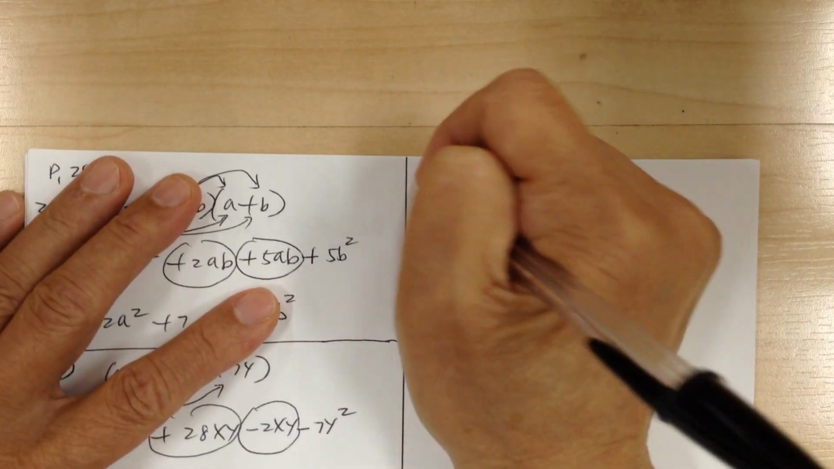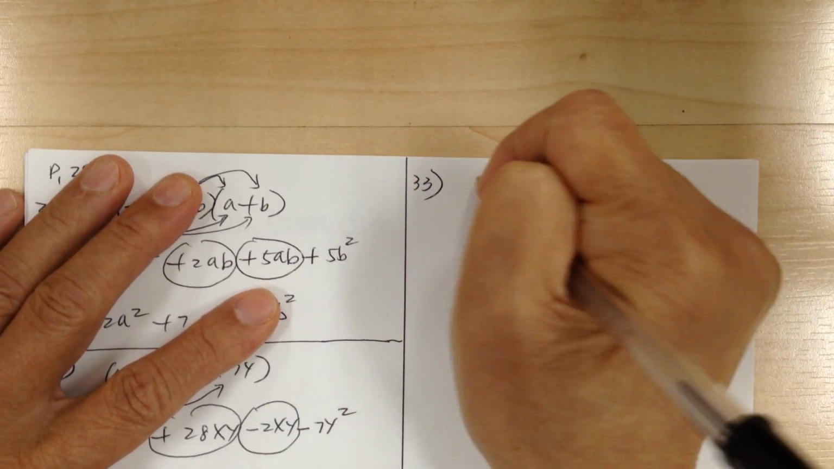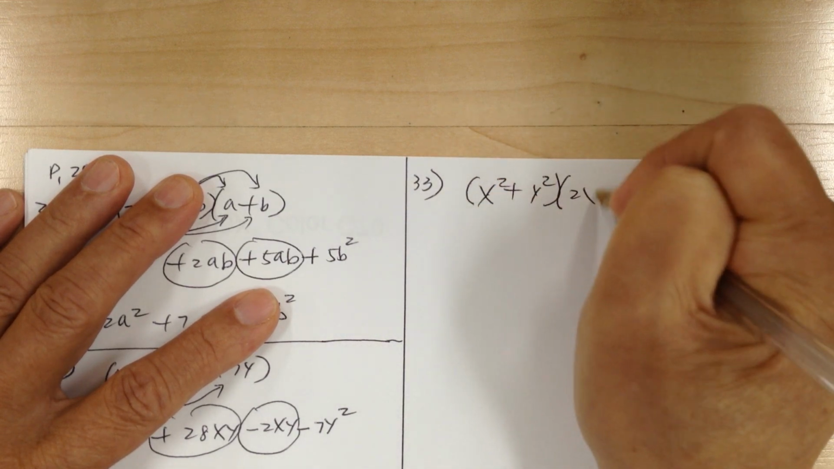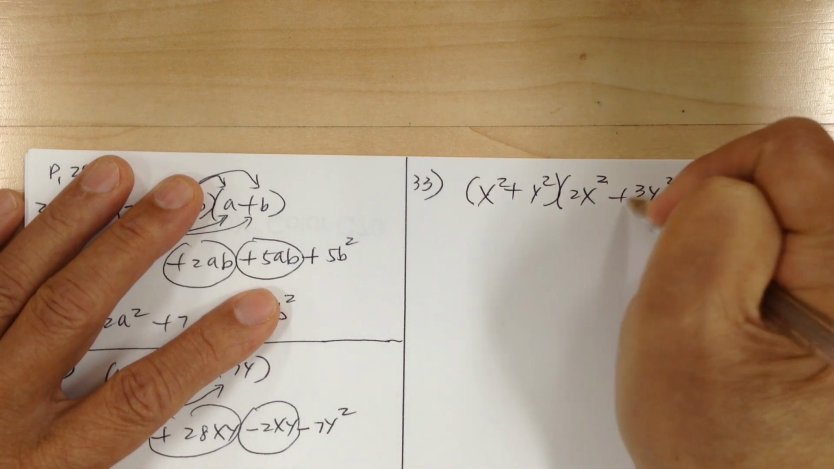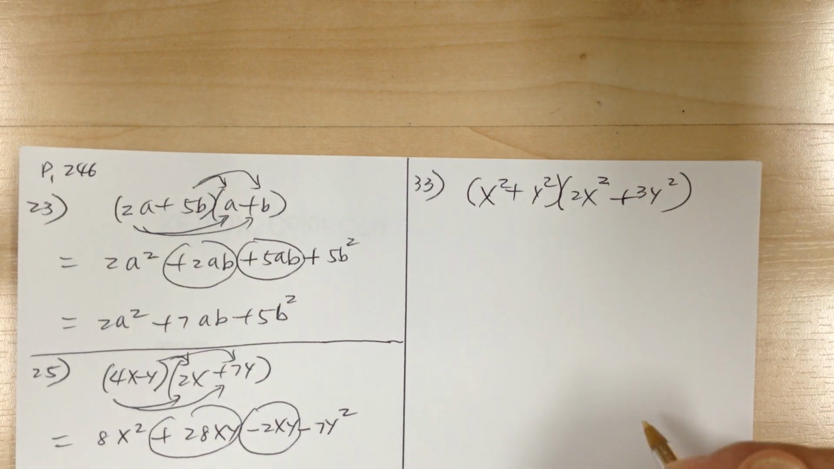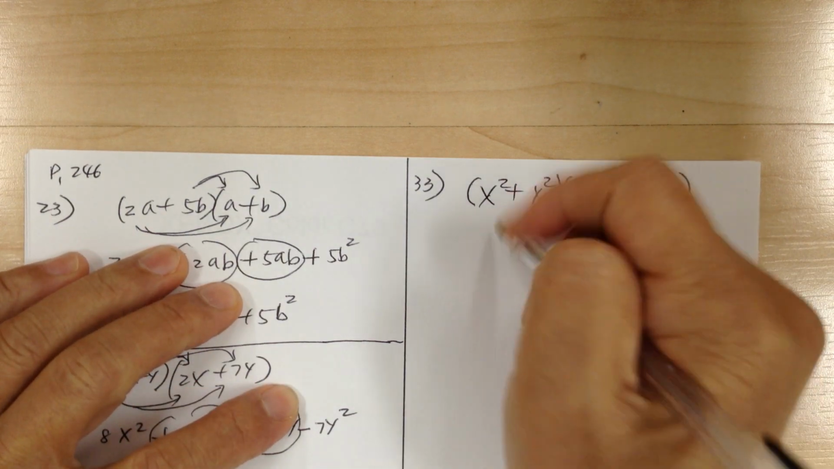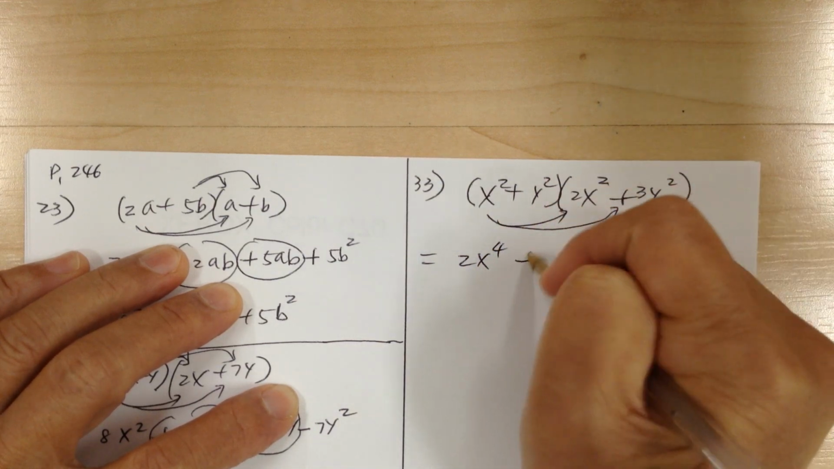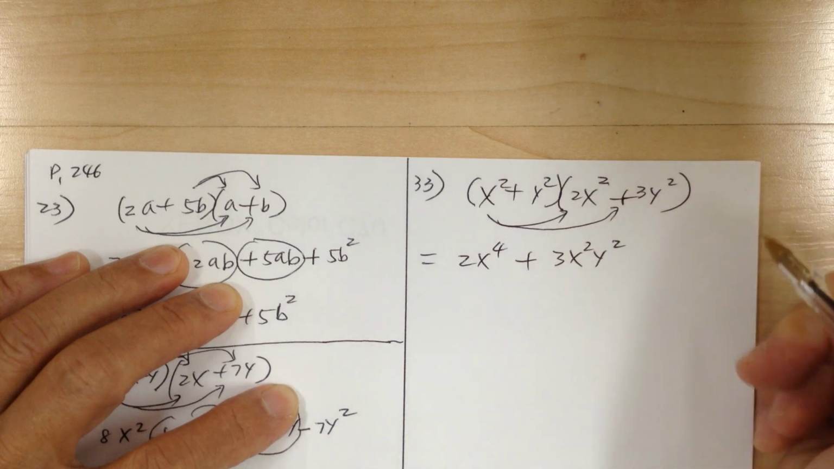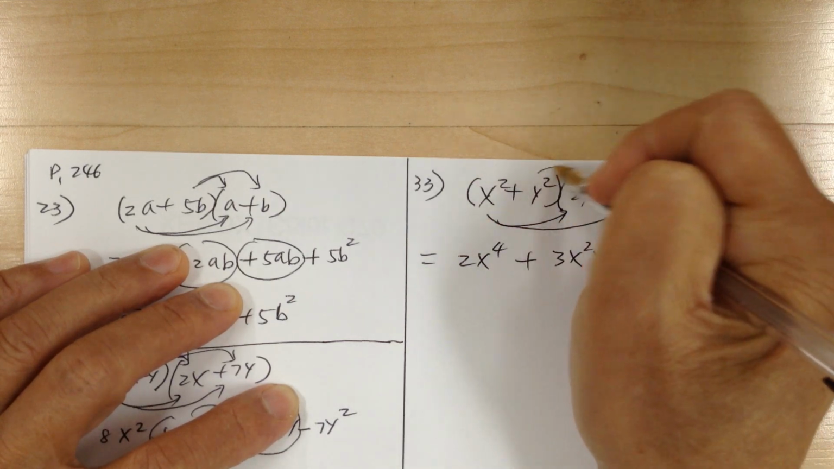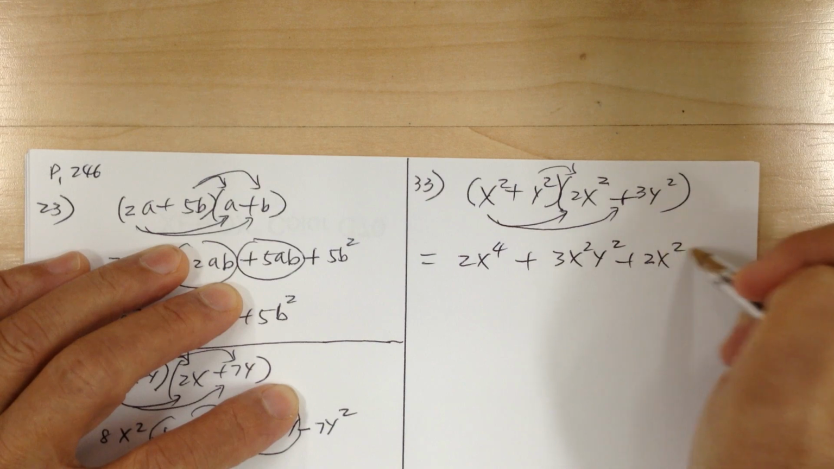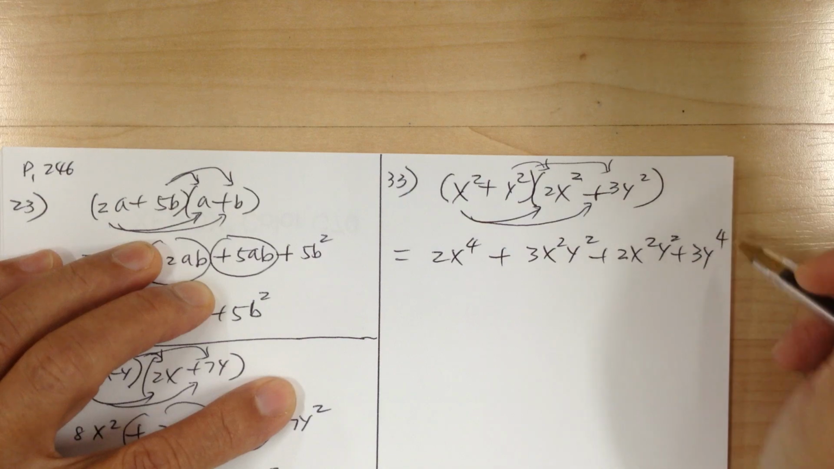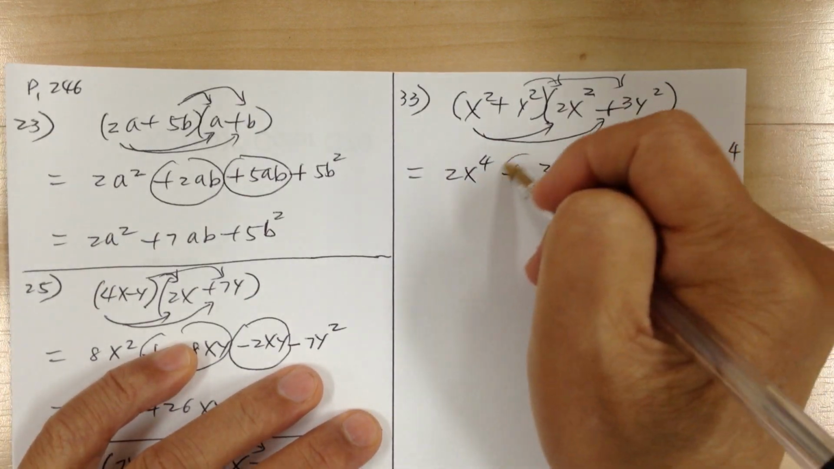Okay, let's go to 33. You have x squared plus y squared times 2x squared plus 3y squared. This is not a special product, so we just have to use the FOIL method. Distribute: you get 2x to the 4, that's the F, plus 3x squared y squared, the O, and then the I would be plus 2x squared y squared, and the L would be plus 3y to the 4. Then after that, combine the like terms.